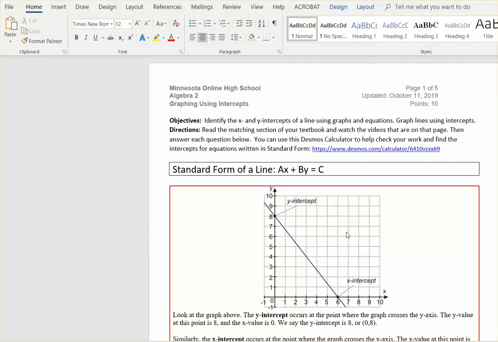In this video, we are going to graph using intercepts. So we're going to find the x and y intercepts of a line from a graph and from an equation. And then we'll also graph some lines using intercepts.